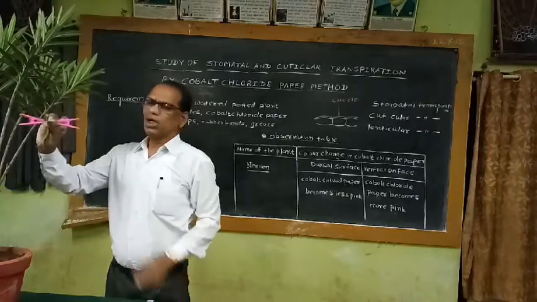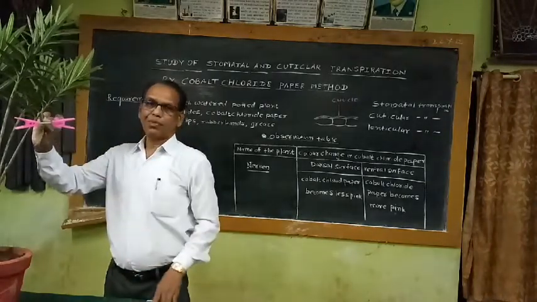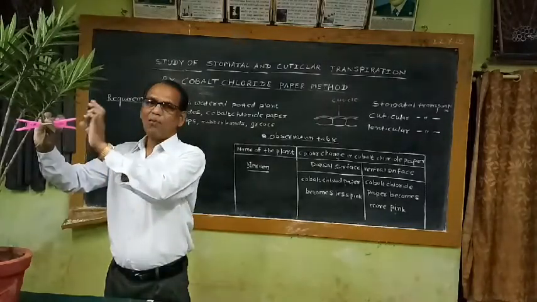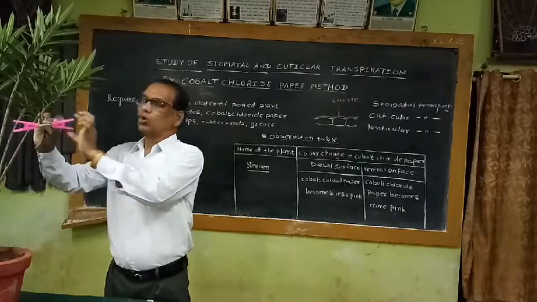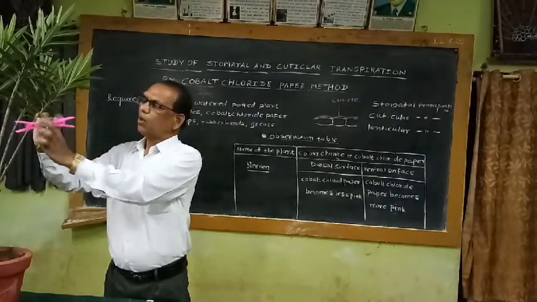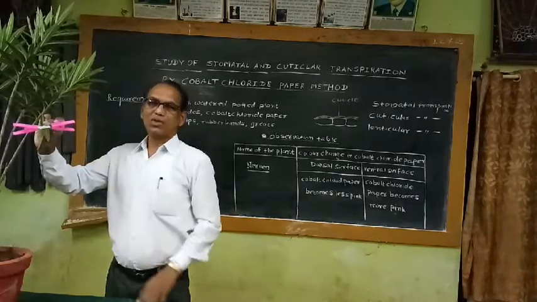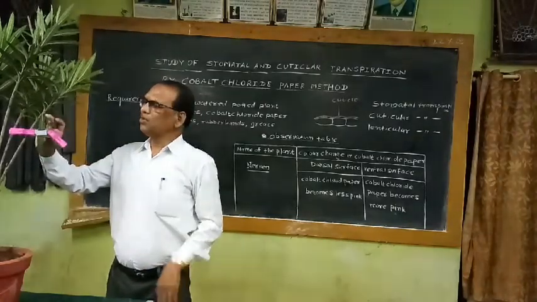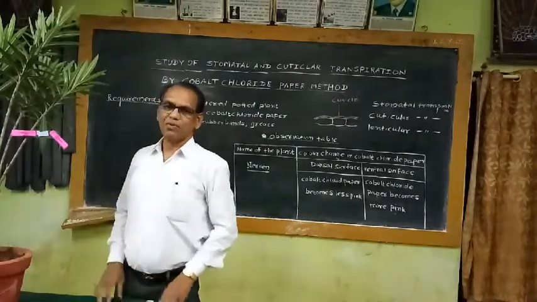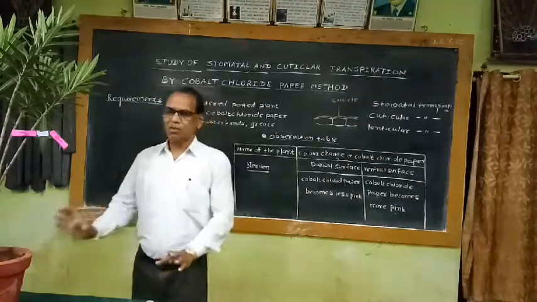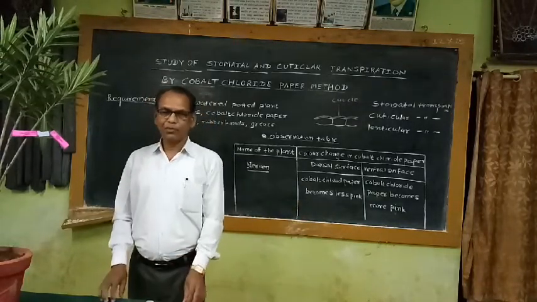So in order to ensure the contact between this cobalt chloride paper and leaf, we are putting the slides on the cobalt chloride paper, and we should use either rubber bands or clips for fitting these 2 slides. So this is a very simple method of setting of this experiment. After setting this experiment, you should keep this potted plant in sunlight and record the time.